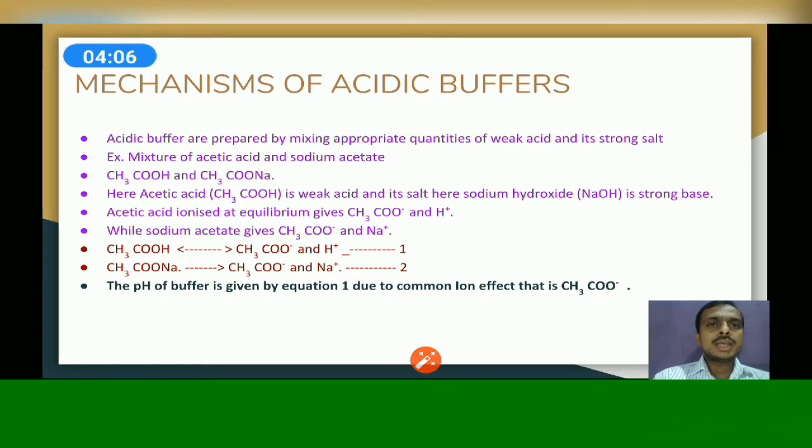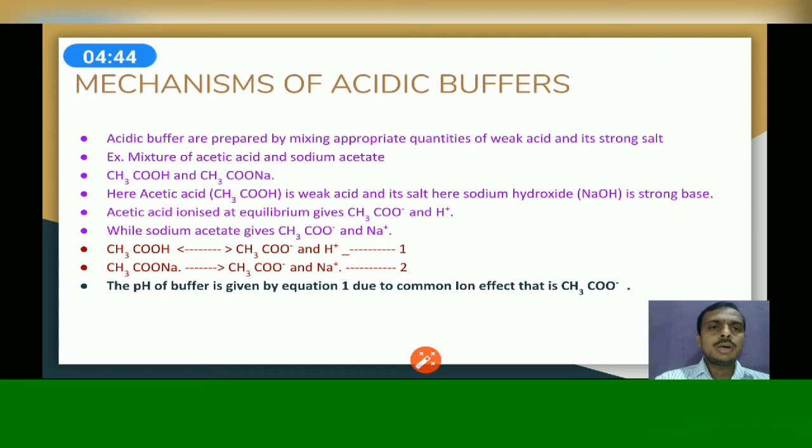Now let's see the mechanism of acidic buffers. In the mechanism of acidic buffers, we have to see how this acidic buffer will maintain its pH whenever we add strong acid or strong base into the acidic buffer. We know acidic buffers are prepared by mixing the appropriate quantities of weak acid and its salt with a strong base. This is the example of acidic buffers: acetic acid and sodium acetate.